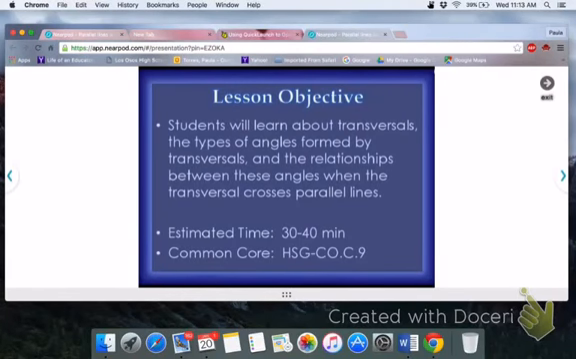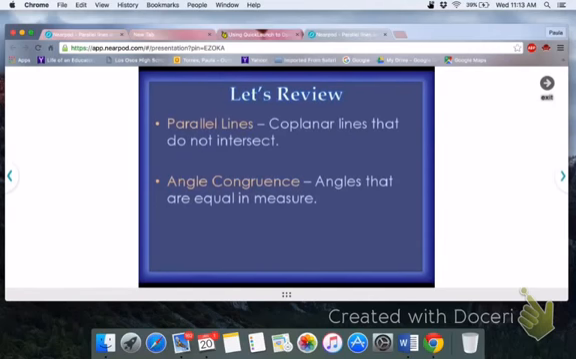Okay, class, so today we're going to talk about transversals and parallel lines and all the cool angles that we get. So just as a quick reminder, remember parallel lines don't intersect. So in a diagram, I will put the double arrows, and angles are congruent. Congruent is just another word for equal.